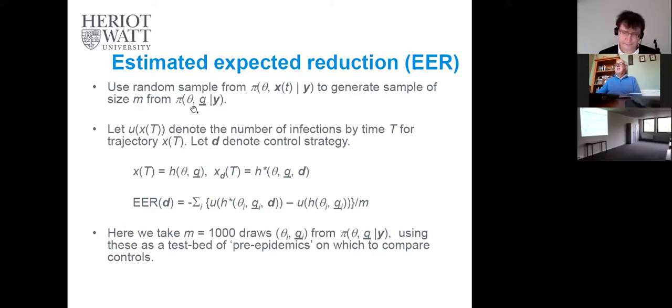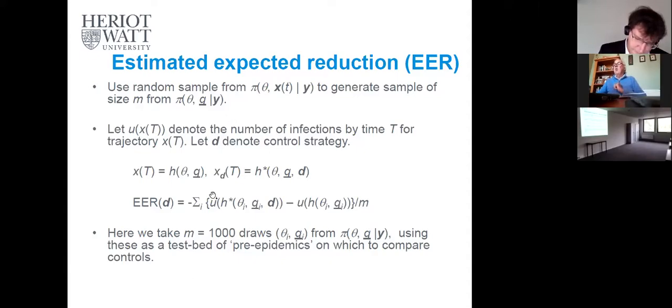And then the idea, to give us our efficient simulation, is to take a set of pairs, theta and q, and then use those pairs, as you can think of that as 1,000 pre-epidemics. And then once we have those 1,000 pre-epidemics, we can apply whatever control we want to those, and then we can look at different controls and we can see what's the estimated expected reduction.